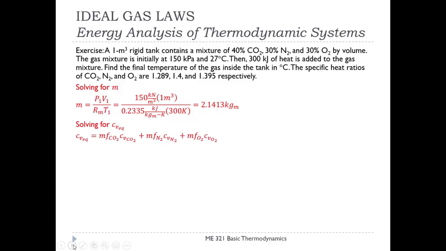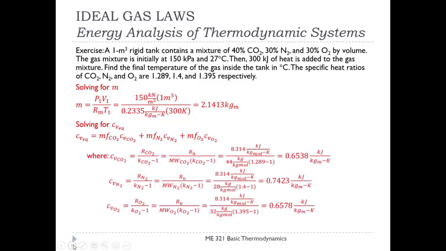Now that we have solved the mass of the mixture, let's solve for the equivalent specific heat at constant volume of the gas. To compute for the specific heat at constant volume of each individual gas, we just divide the gas constant by the specific heat ratio of the gas minus 1. Since we are not given the individual gas constants, we write them as the universal gas constant divided by their respective molecular weights. From this formula, we can finally solve for the specific heat at constant volume of each individual gas.